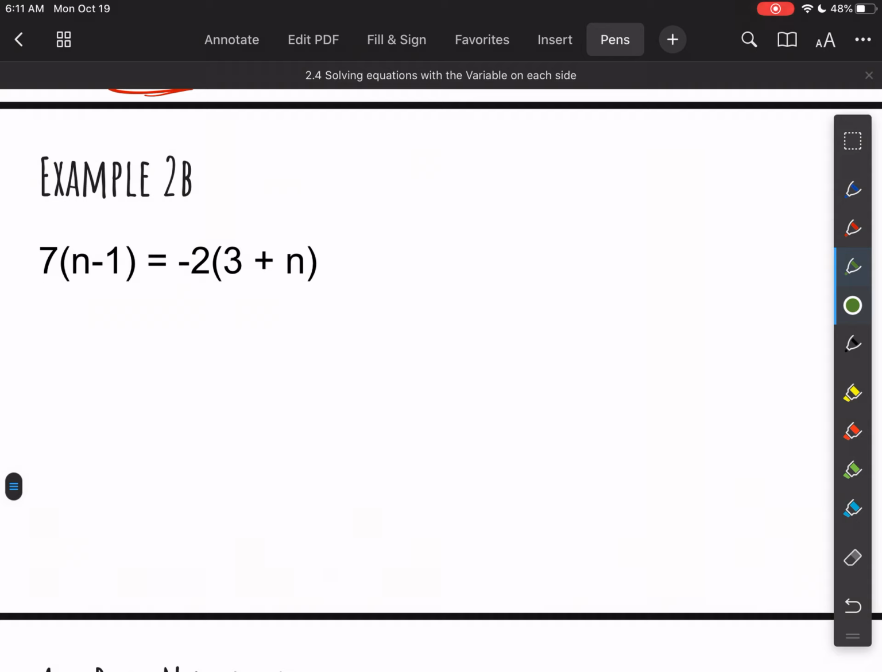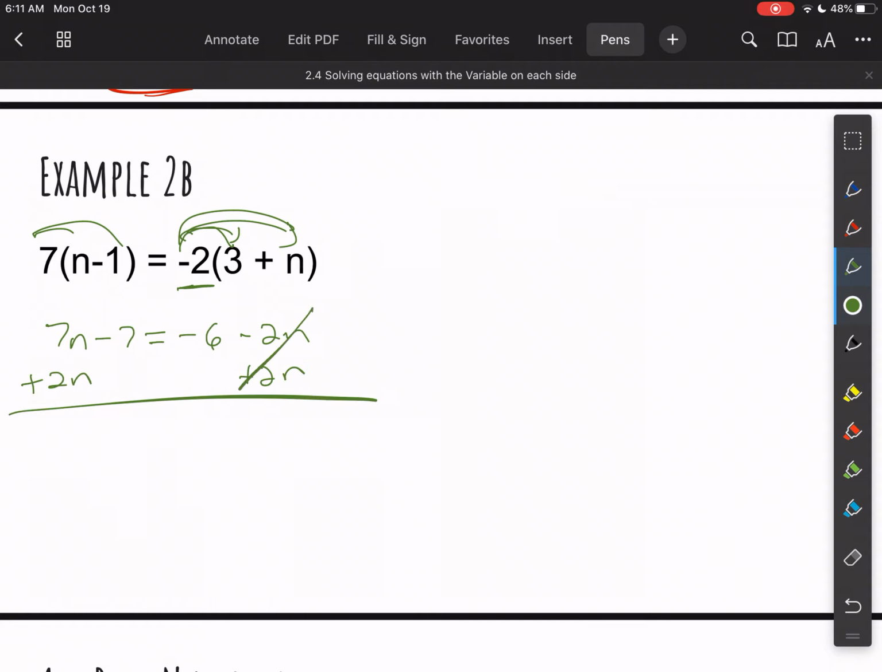For 2b, this one you just have to distribute both sides now before you do anything else, right? That's the only thing that's really new. So you have 7n minus 7 is equal to negative 6 minus 2n. Notice it's minus and not plus because it's negative times a positive, negative times a positive, so these are negative. Then I want to add 2n to both sides to get rid of that. So I have 9n minus 7 equals negative 6.